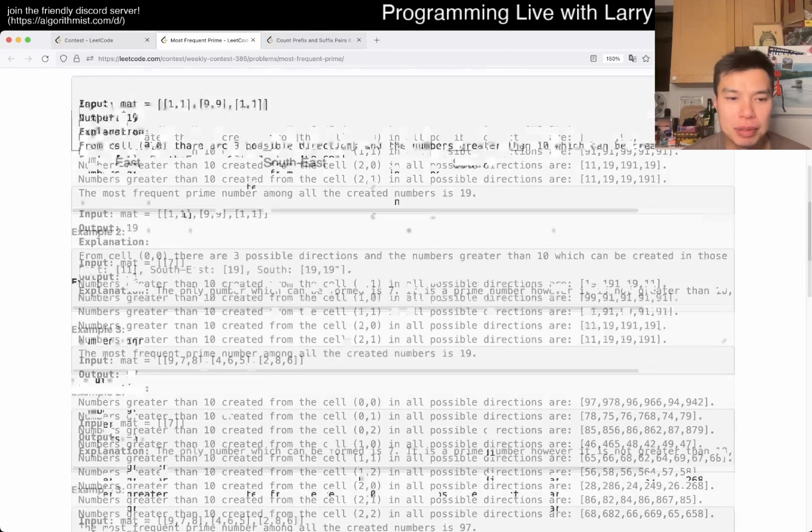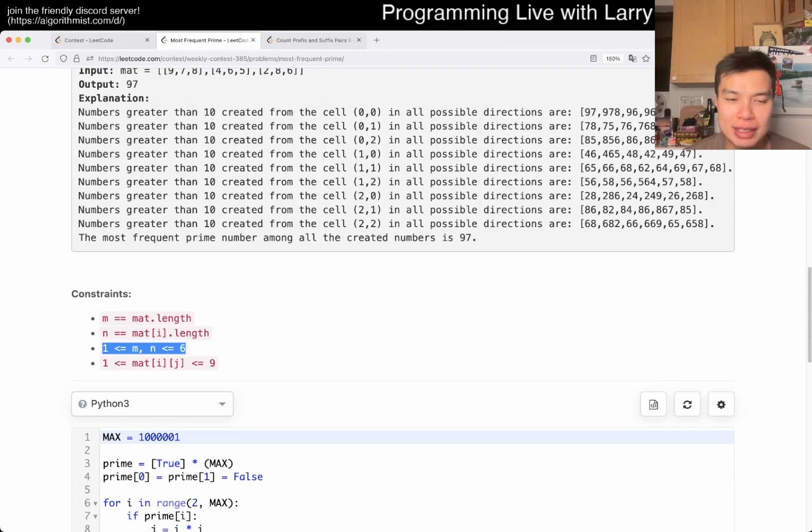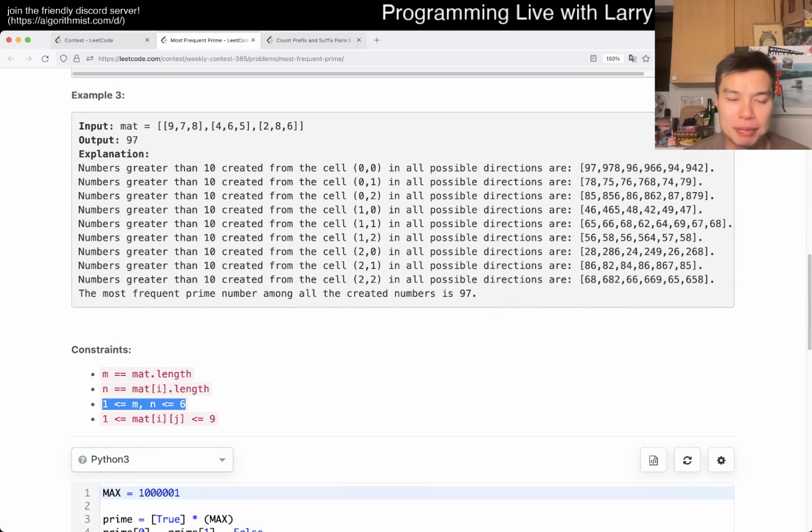And the other thing to note is that R and C, which is why I call the row and columns, it's up to six. So what that means is that the biggest number is 6 nines, which is a little bit under a million, right? So that's one thing that you may observe.